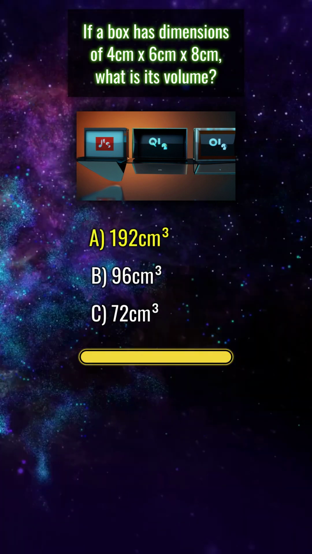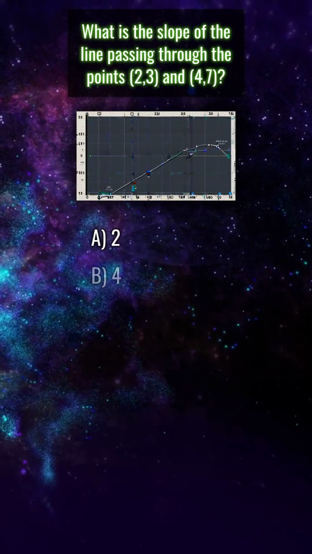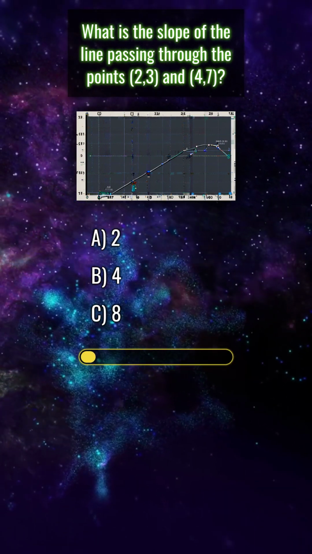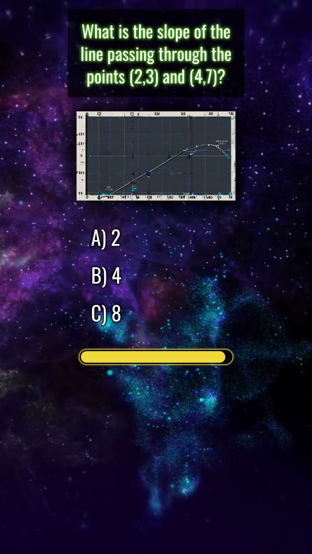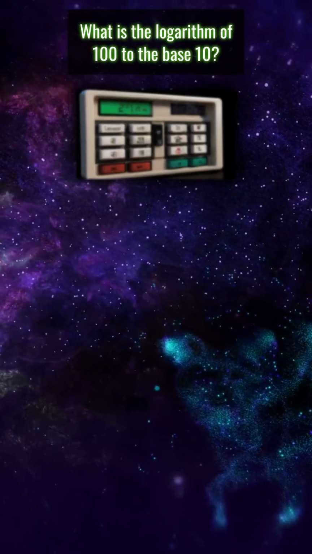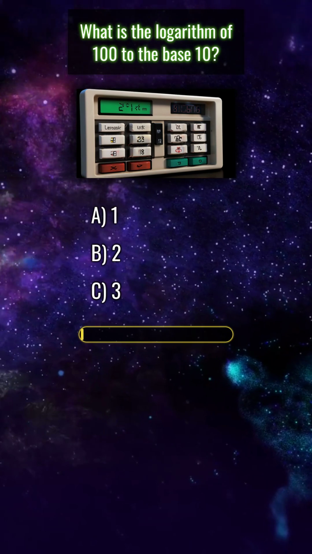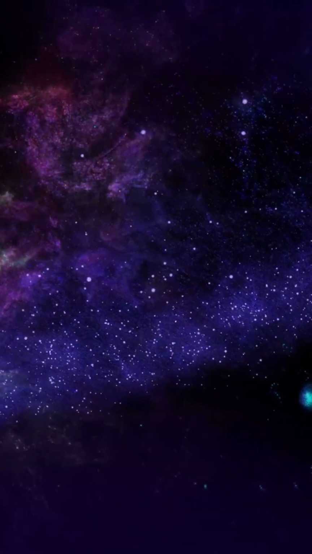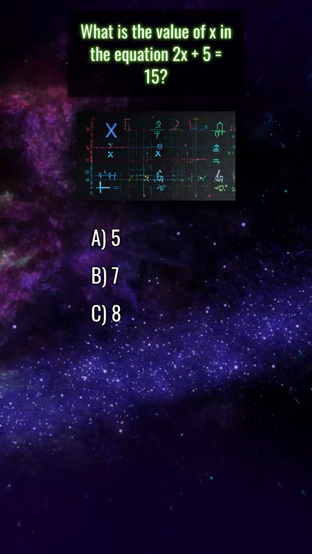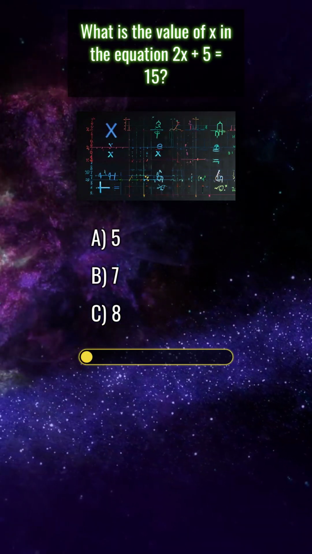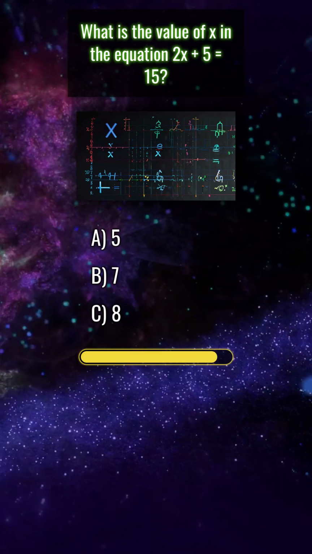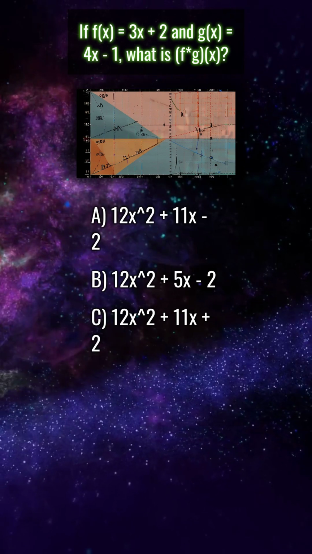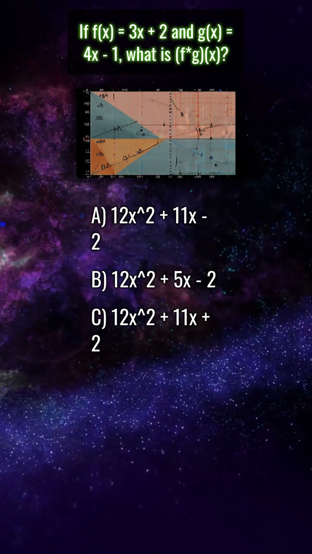A. 192 cubic centimeters. What is the slope of the line passing through the points (2, 3) and (4, 7)? A. 2. What is the logarithm of 100 to the base 10? B. 2. What is the value of x in the equation 2x plus 5 equals 15? A. 5. If f(x) equals 3x plus 2 and g(x) equals 4x, 1, what is f(g(x))?